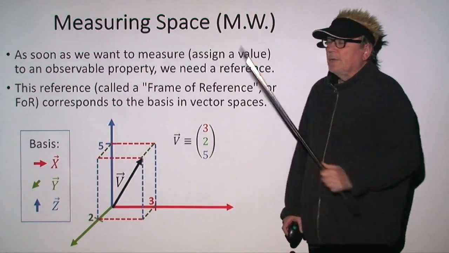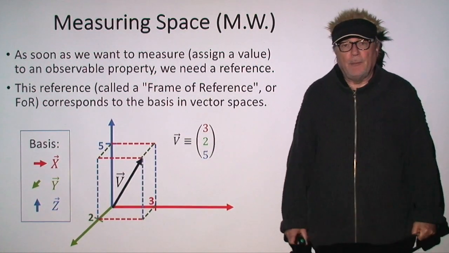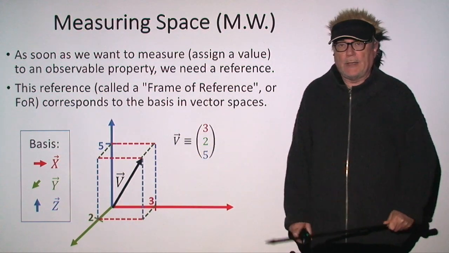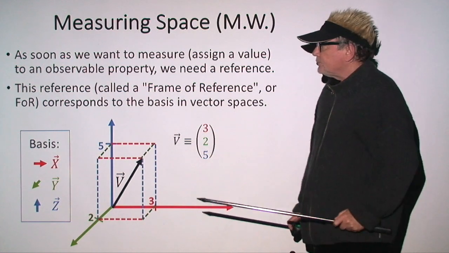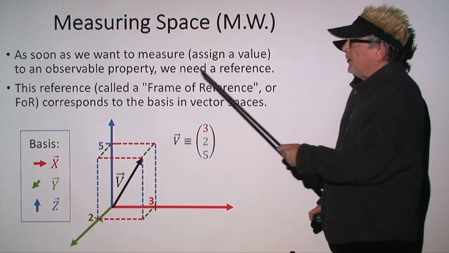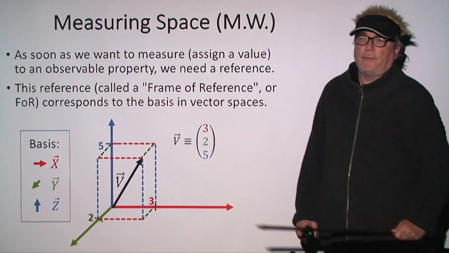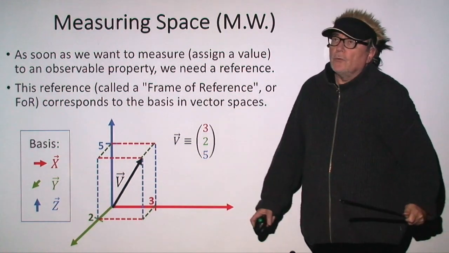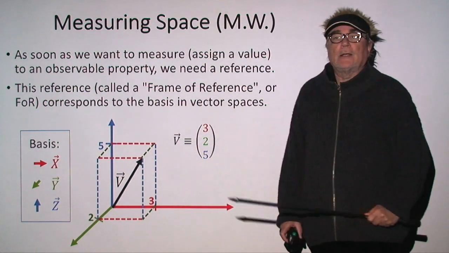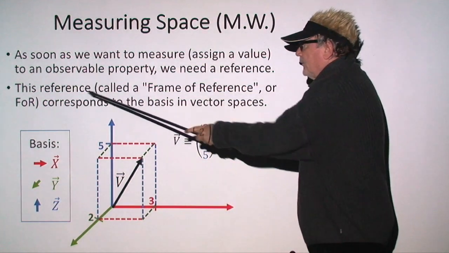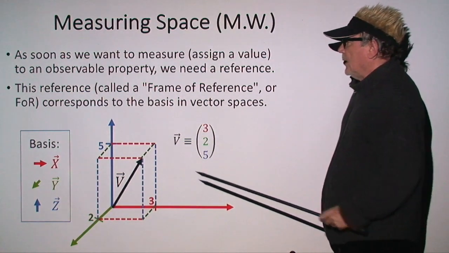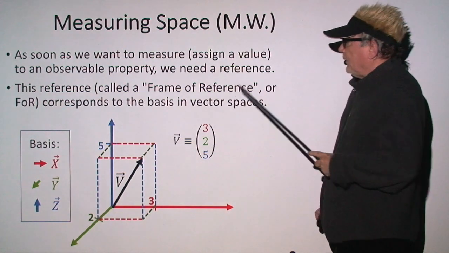First thing to do is to look at what we should do in the mathematical world. There are two isomorphic worlds, the physical world and the mathematical world. Well, in the mathematical world, as soon as we want to measure or assign a value to a property, we need a reference. Actually, of course, it's true in the physical world as well. But let's focus on the mathematical world first. This reference, which is called a frame of reference, especially in the physical world, corresponds to the basis in vector spaces.